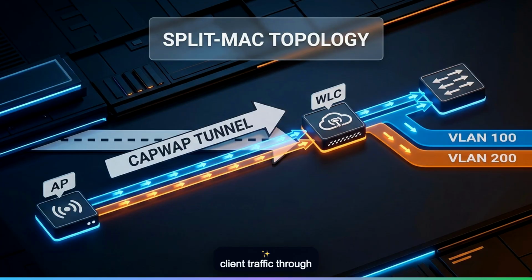The AP tunnels client traffic through a CAPWAP tunnel to the WLC, which translates wireless frames to Ethernet and sends them out the trunk. The switch is the DHCP server, NTP server, and default gateway for everything. 2 WLANs map to 2 VLANs on the wired side, plus a dedicated management VLAN for the CAPWAP control plane.